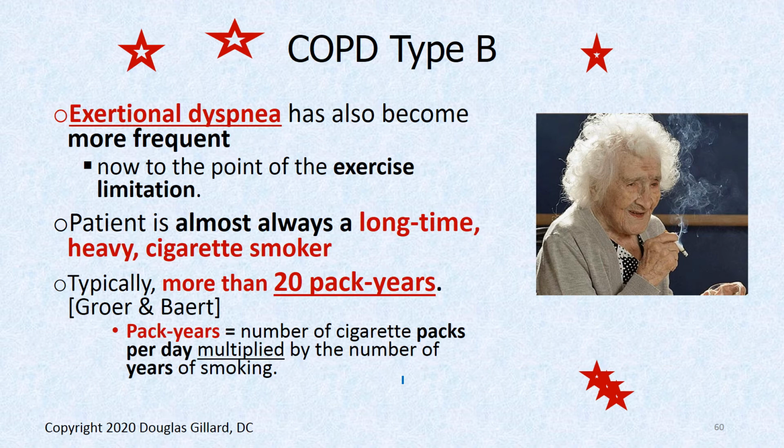What's a pack year? You take the number of cigarette packs per day, you estimate that, and you multiply that by the number of years they're smoking, and it'll give you their pack years of smoking. That's a useful number for pulmonologists to use.